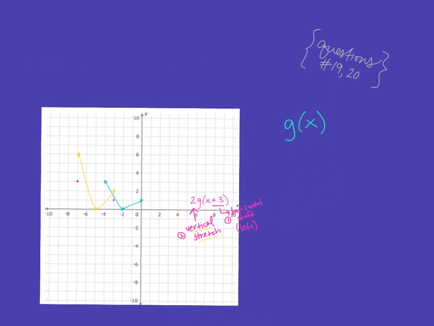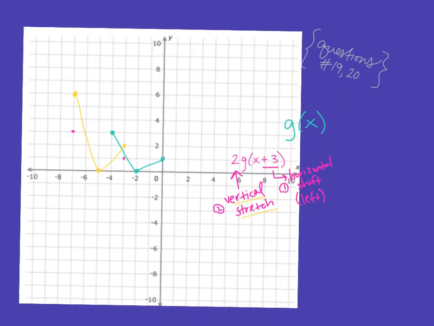There we go. Whoops. Well, that got a little messed up there, but that's okay. So we took g of x, the original function, and then we saw that there was a horizontal shift, which we do first, and then a vertical stretch, which we do second.